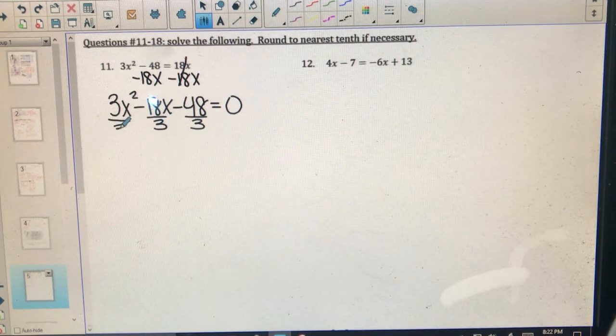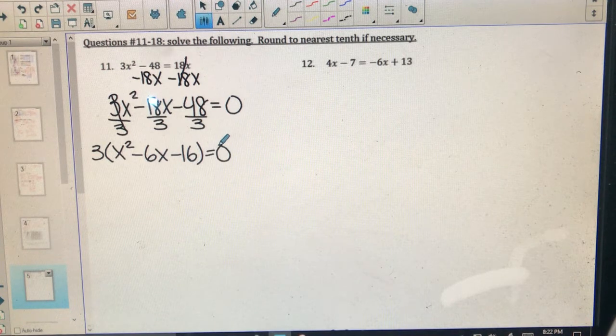Not 3x because only the first terms have an x, it's just 3. 3x squared divided by 3, the 3's will cancel and leave me with an x squared. Negative 18x divided by 3 is a minus 6 and the x comes down, and then negative 48 divided by 3 is a minus 16, and that's equal to 0. You know, you have to factor completely. I just GCF'd, and now I have to see if this can be factored.